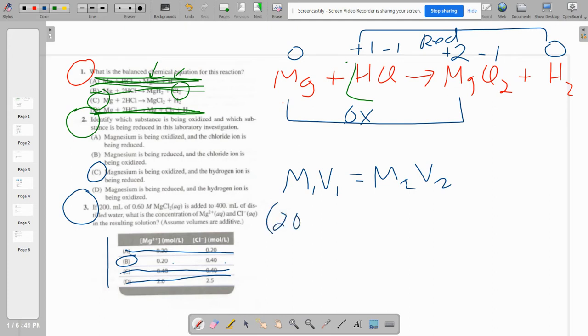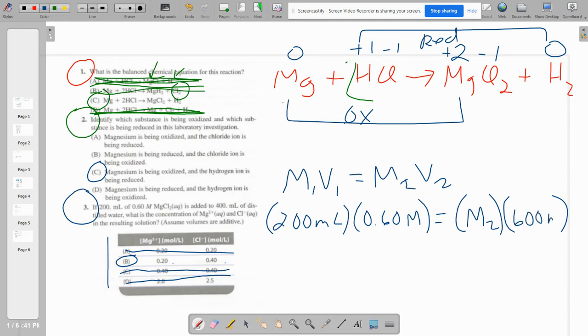So let's see, our starting volume is 200 mils and the starting concentration is 0.6 molar. Okay, and then, what would be the new molarity of the magnesium chloride when you add 400 mils of distilled water? So the key here is just keep in mind that this volume is always the total. So if I add 400 mils of distilled water, there's already 200 mils there. So the new total is 600 mils. That's probably the most common mistake I see students make. All right, then to solve for M2, you can divide by 600.